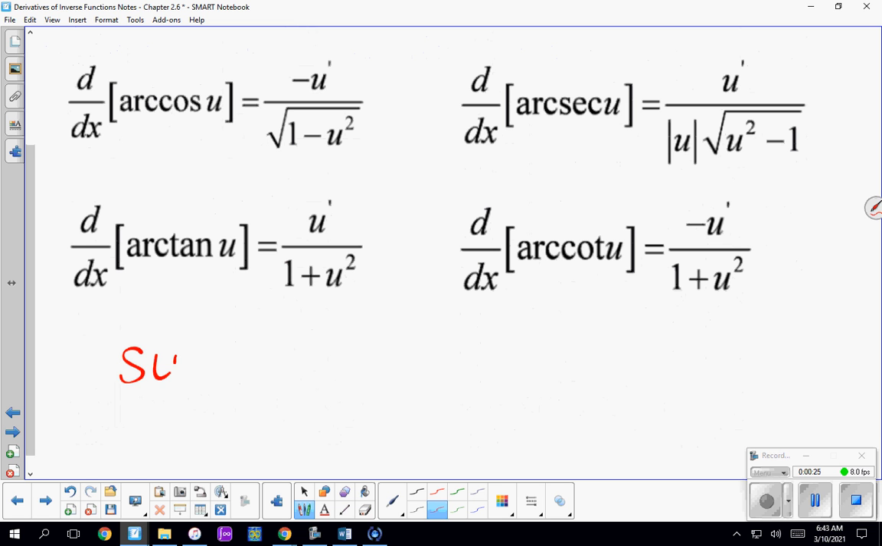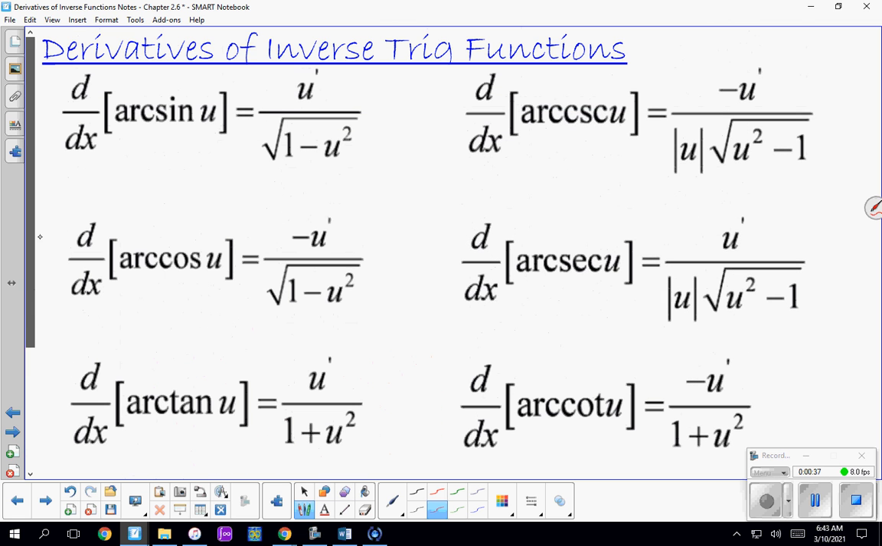Just remember that just like regular trig functions, they can only have a single variable in them. So if I were to ask you to take the derivative of the sine of x, you would just get the cosine of x. If this is anything other than just a single variable, we must use the chain rule. And so these formulas actually take that into consideration. So if this is just x, then we would put a 1 up here because that would be the derivative of x. And then we would plug that number in right here, which would be x.